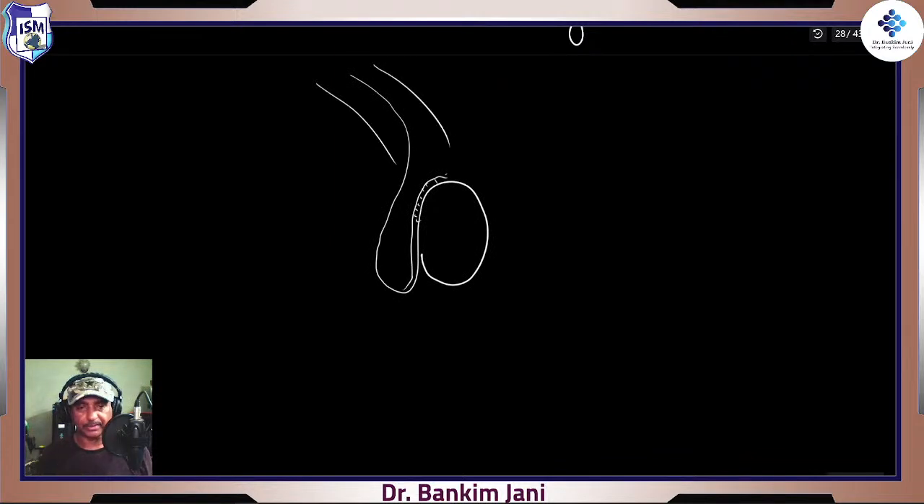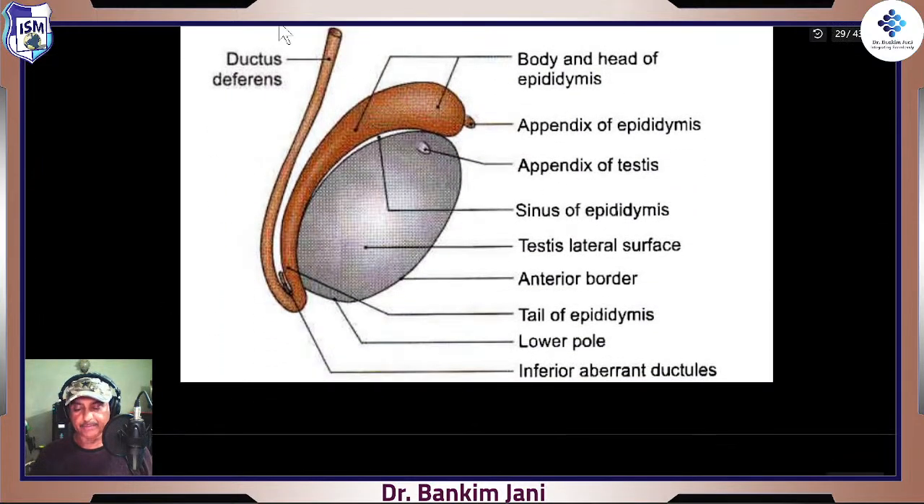sperms, right? So the testis is here, but its upper pole is connected with the spermatic cord, right? It is the cord which will be carrying vessels, everything needed to supply and to get things from the testis, right? See, so these are the parts.